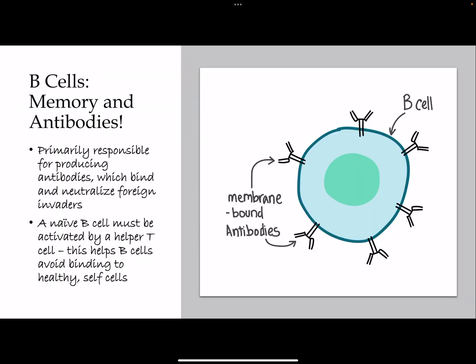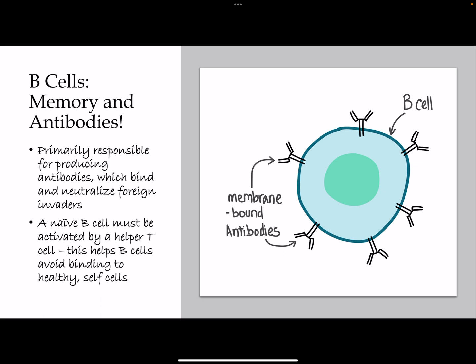B cells are at the center of the adaptive humoral immune response system. They are primarily responsible for creating antibodies, which are simply a type of protein. These antibodies bind to pathogens or to foreign substances, such as toxins, to neutralize them. Antibodies can bind to a virus, which prevents it from entering a normal cell and causing infection.